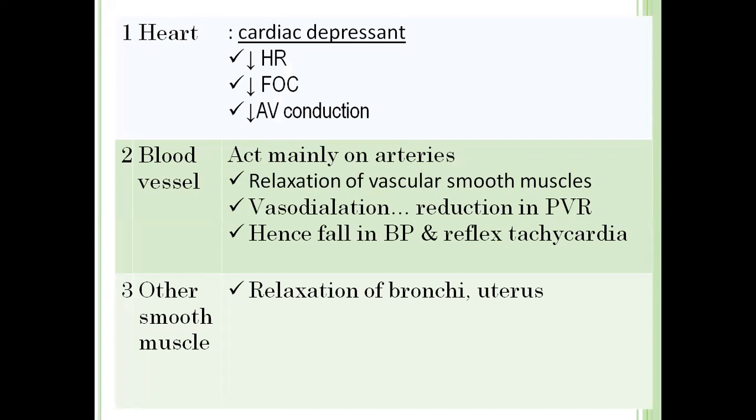As a result of the fall in blood pressure, our body will maintain the blood pressure by increasing the heart rate. So, calcium channel blockers will lead to reflex tachycardia. Tachycardia means increase in heart rate above 100. Other actions of calcium channel blockers lead to relaxation of bronchus and uterine smooth muscles.